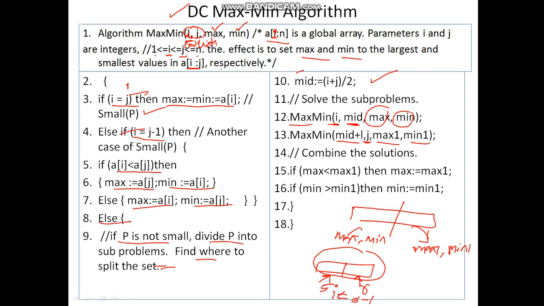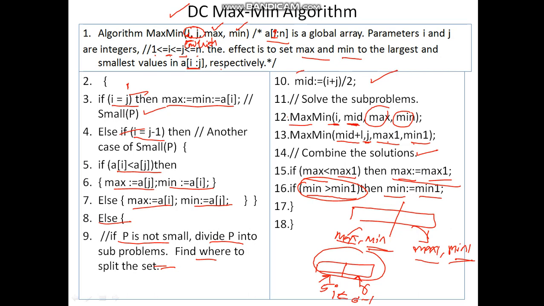Then later on we are going to compare this max and max 1, whichever is the larger will be the final max, and whichever is the smaller will become the final min. So I am getting two values returned from here. While combining the solution, if max is less than max 1, then max is equal to max 1. If max is greater than max 1, there is no need to transfer, max will remain as it is. And if min is greater than min 1, then min is equal to min 1. Otherwise, if this condition is not true, then transferring this value is not necessary. Okay, so this is how this particular algorithm works.